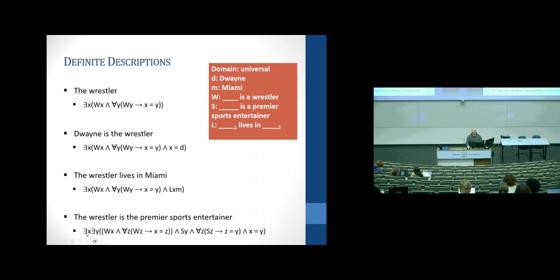There's at least one thing X, and at least one thing Y. X is a wrestler. For anything in the domain, if it's a wrestler, then it's identical to X. So at least one wrestler, at most one wrestler. And there's at least one premier sports entertainer, and at most one premier sports entertainer. And finally, our last little bit, those are the same thing.